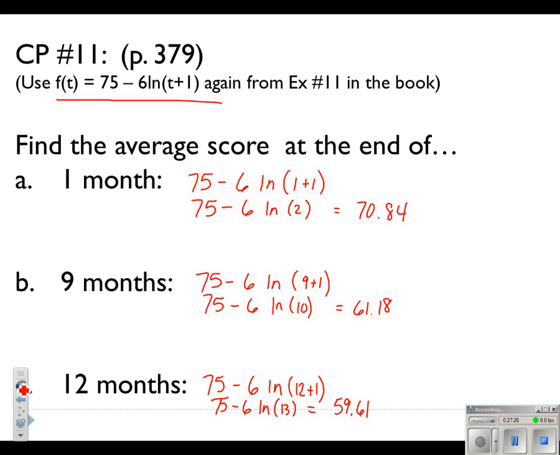Now the results from this are not all that surprising. If in fact this was some kind of a human memory model, as time goes on, you're going to forget some of the information that you once upon a time knew. So after 1 month, they still remembered 70, or 70%. It didn't really say what the score was out of, but I'm just going to pretend it was percents. After 9 months, it was down to 61%. After 12 months, it was down to about 59.61%. Okay.